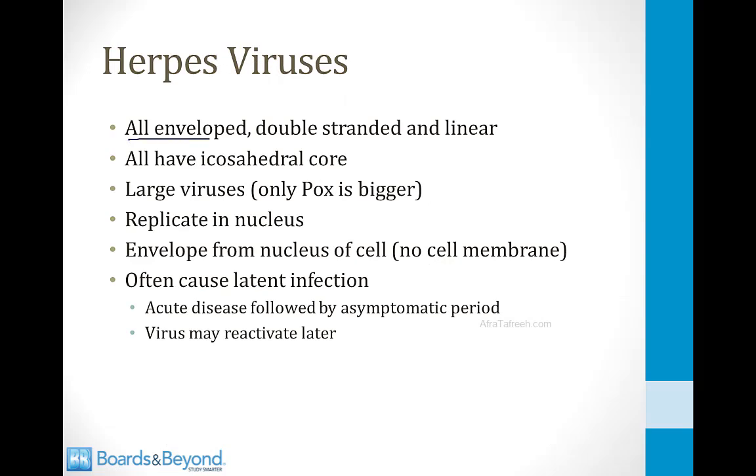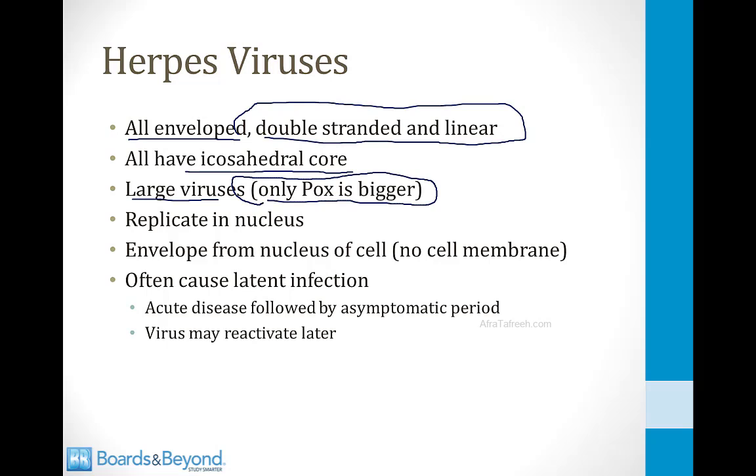They are all enveloped viruses and they all have a double-stranded linear DNA genome. They all have an icosahedral core, and they are very big viruses. Among the DNA viruses, only the pox virus family is larger than the herpes viruses. They replicate in the nucleus, and importantly, they take their envelope from the nuclear membrane, not from the cell membrane, which is where most viruses get their envelope from.